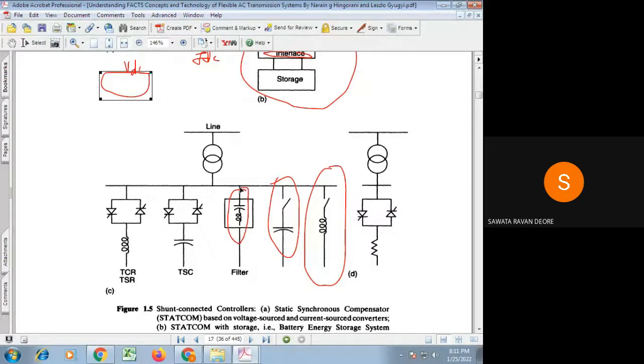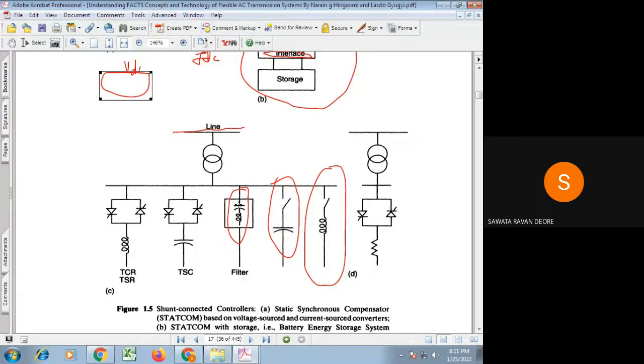Filter, we know the filter is used to filter out some unwanted harmonic present in the line current or line voltage. So the filtering is done by means of resonance concept. Means for that harmonic frequency, we create the resonance between capacitor and the inductor, and because of that resonance, it offers a low impedance path for that harmonic current, and that's why rather than passing that harmonic current ahead, it will get bypassed. It will get grounded through this filter.